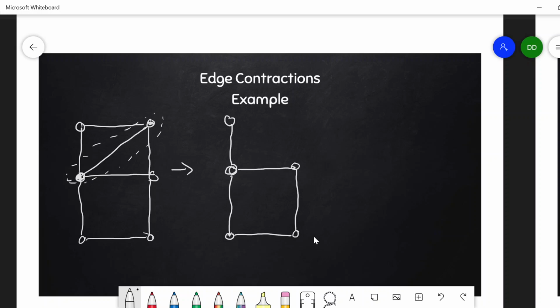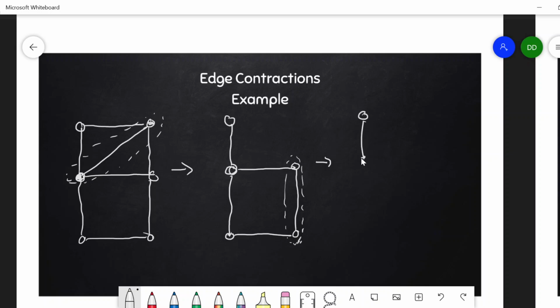I'm going to do another edge contraction just to try and illustrate this a little bit more. I'm going to contract those two edges together. Imagine what will happen when I take those two vertices and slide them together along that edge. I remove the edge and I take the two vertices and make them into one. So not only do we lose an edge, but we also lose a vertex.